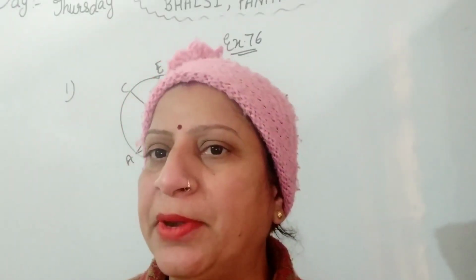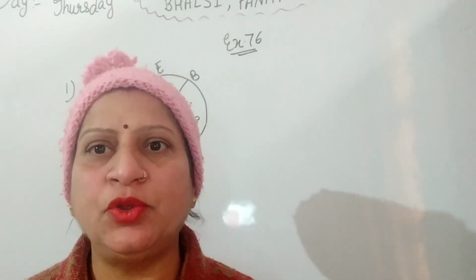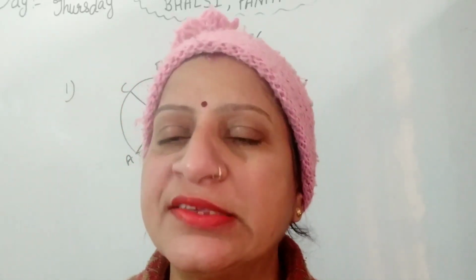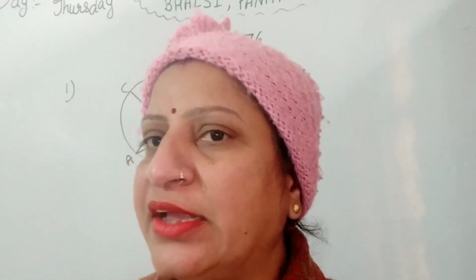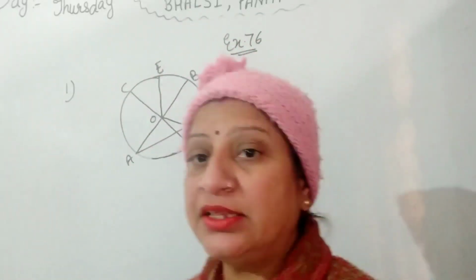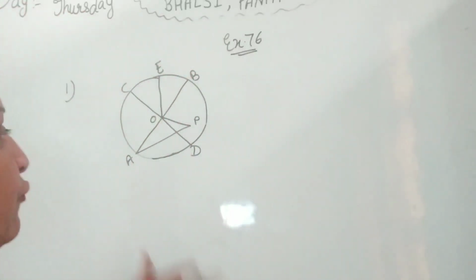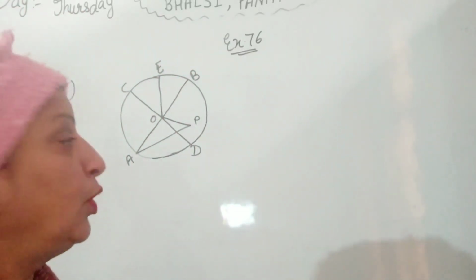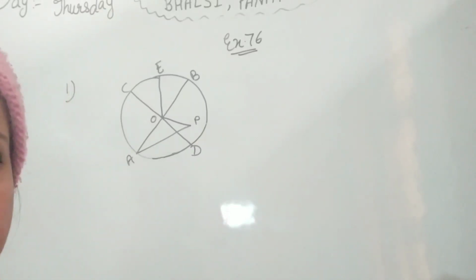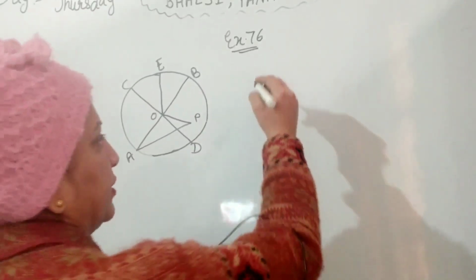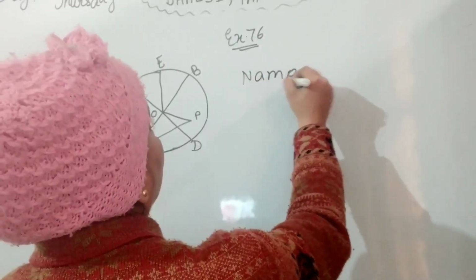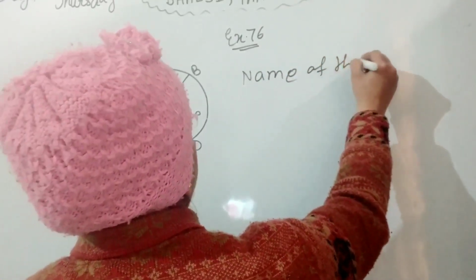Students, in my previous video I explained the basic concept of chapter number 21, Circle. Now we start our exercise 7.6, and in this exercise we are given a figure, and in this figure we have to write the names of the radius and the diameter. So firstly we write the names of the radius.